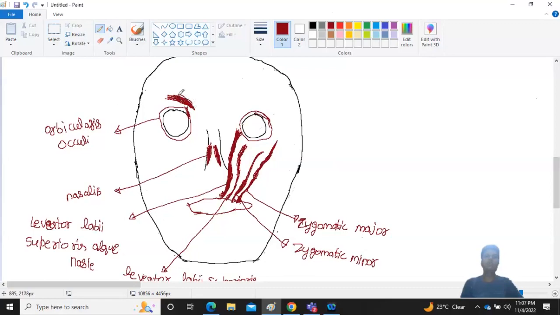This muscle is called corrugator supercilii, which is present on the superciliary arch. Then another muscle which is present on the glabellar region, near the glabellar region.